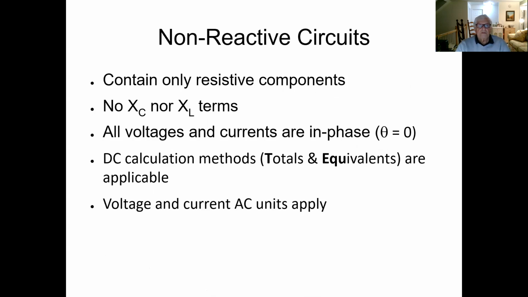But non-reactive circuits contain only resistive components. So there's no XL or XC terms, and all voltages and currents are in phase. So the DC calculation methods of totals and equivalents are applicable, so we don't need to use phasors. Voltage and current units apply. So we don't need to say phase differences.